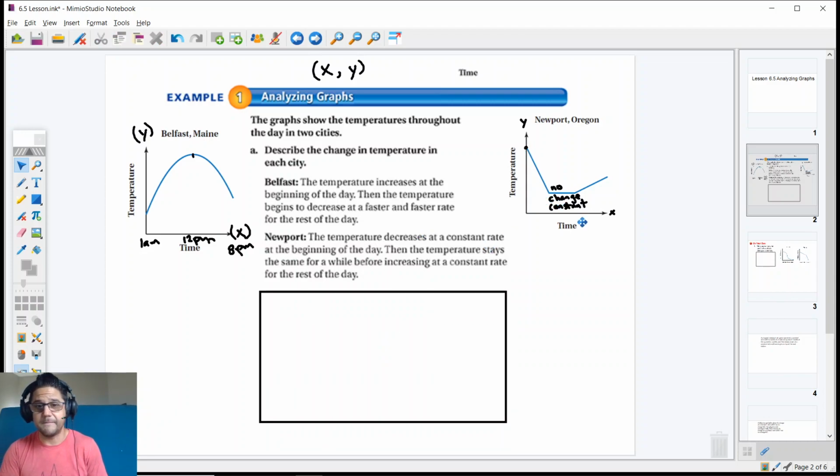So that's still constant. Then the temperature stays the same. So that's another constant. And then it increases at a constant rate. So again, the constant means it's staying the same. So it decreases constantly, stays the same, no change constantly, and then it increases constantly, which means it's not getting faster and faster, kind of like this scenario was over here.